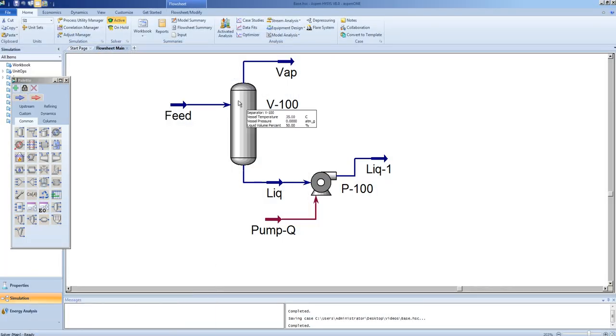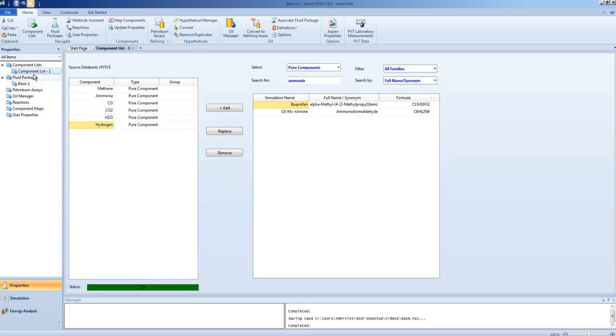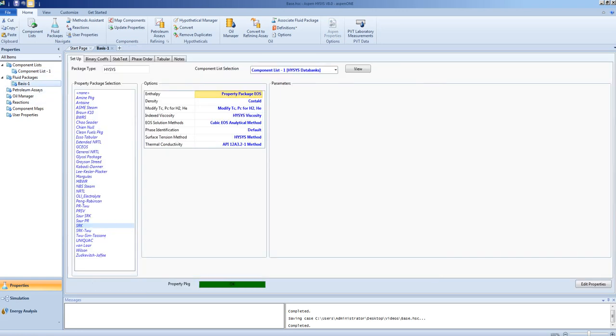In the previous video, we had set up the system. This was the video on pumping. And we had utilized a system containing methane, ammonia, carbon monoxide, carbon dioxide, water, and hydrogen. The model basis, sorry, is SRK.